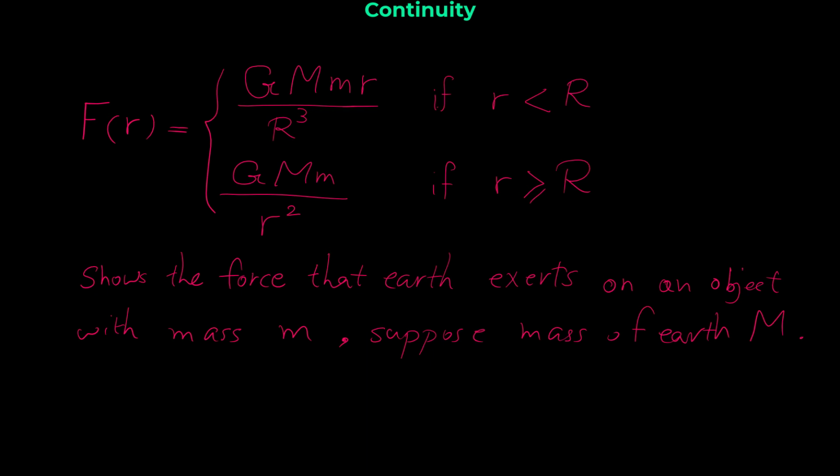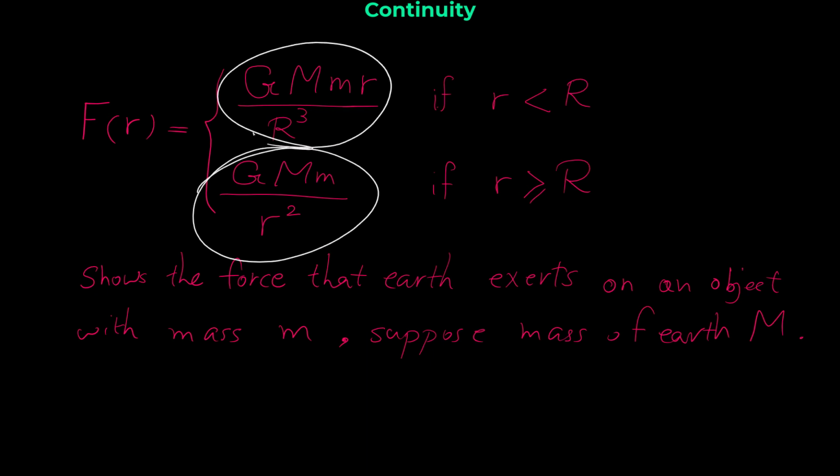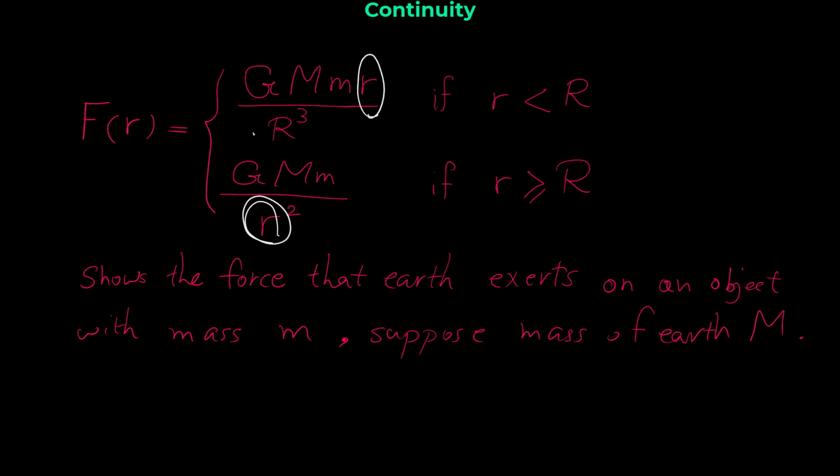So the only variable in this equation is r, which is here and here. Other things are constants. Attention to this: everything else is constant. G is constant, capital M is constant, small letter m is constant, capital R is constant.